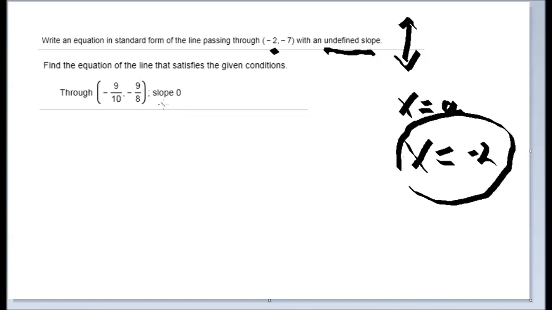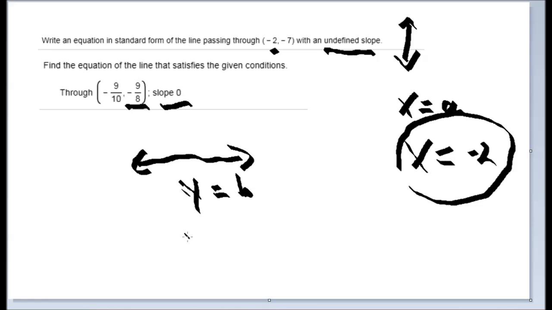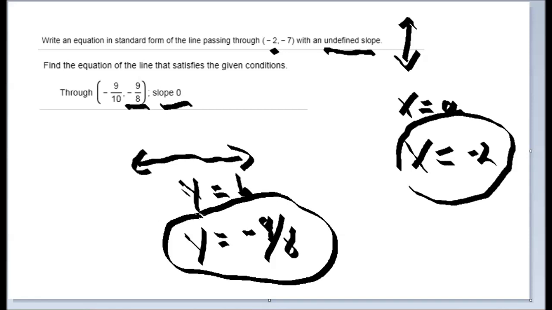Same thing here, a slope of 0 is a horizontal line, so that line is going to go horizontal like this, and every horizontal line has the equation y is equal to some number b. And in this case, the only value we have for y is that one, so the answer is y equals negative 9/8. That's a 9. And that's the answer. So there you go. Circle this one and circle that one. We're able to do both of those quickly because of the given conditions, slope of 0 and undefined slope.